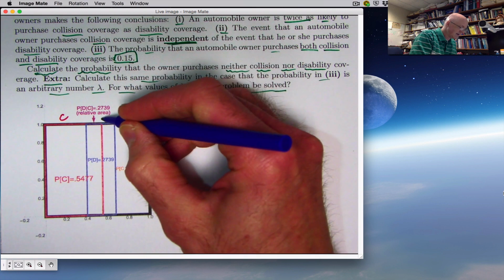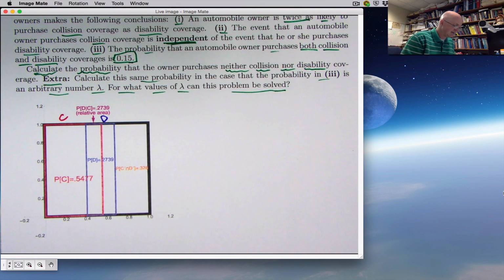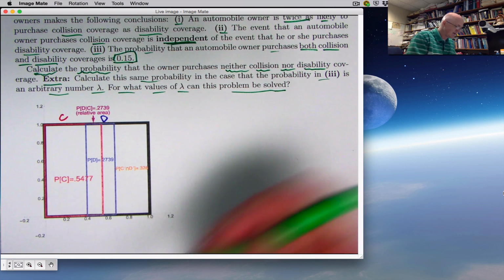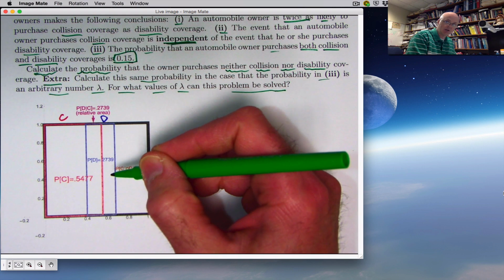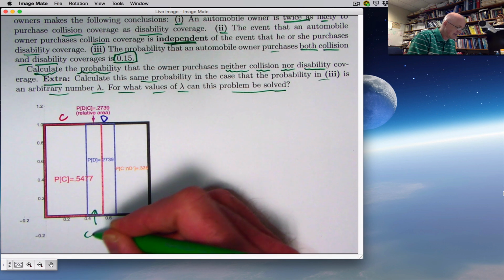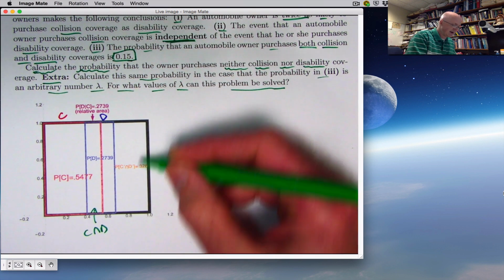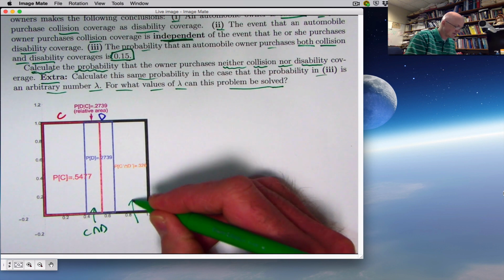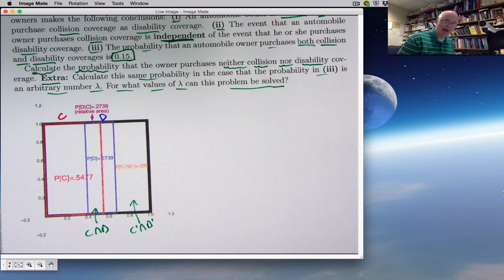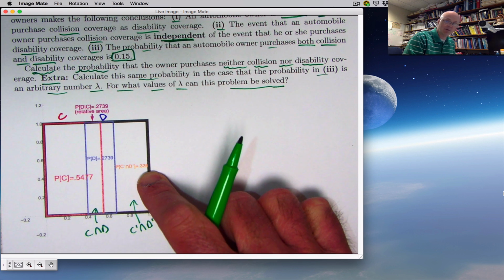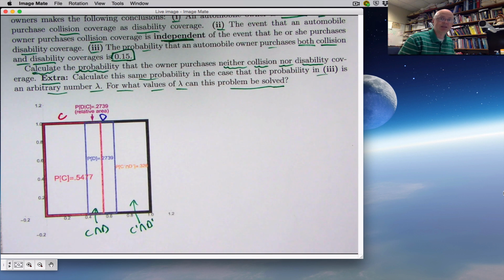The blue rectangle right here is D, purchasing disability coverage, and its probability ends up being about 0.27, so its area is about 27% of the whole area. The rectangle between the blue line there and the red line there is the intersection. They purchased both C and D. And the rectangle over here is that they purchased neither. This is C prime and D prime. Okay? And it's the probability of that we're after. Does end up being about 0.33. That is the answer, and that's choice B in the sample exam problems. So the answer ends up being B.